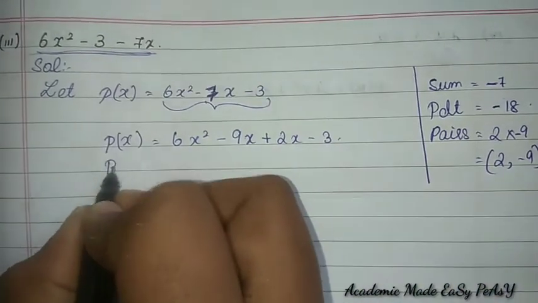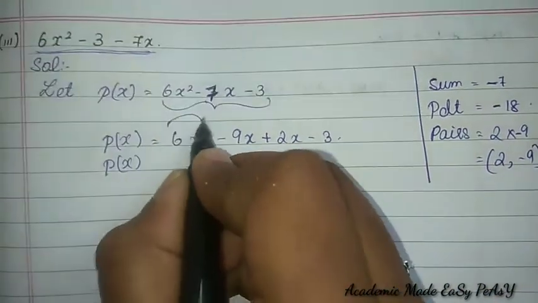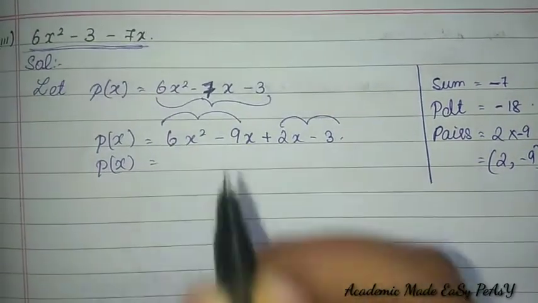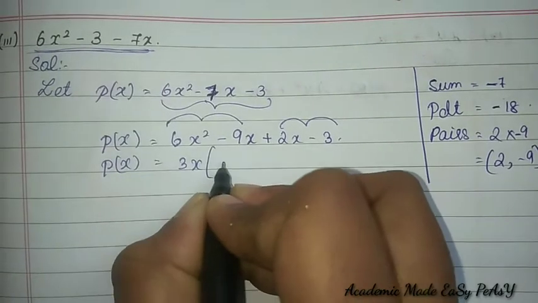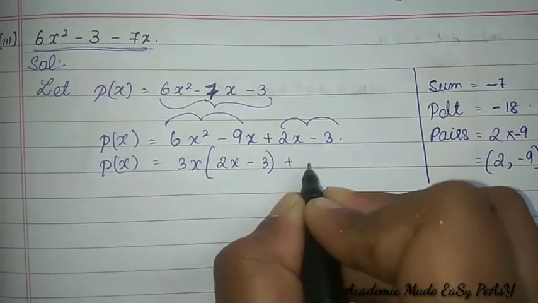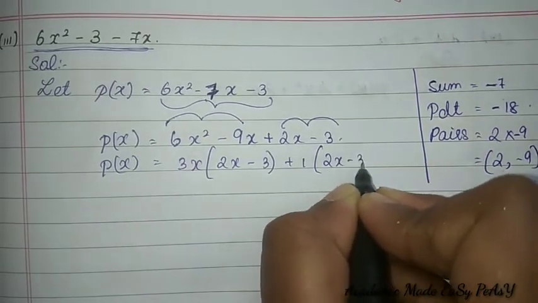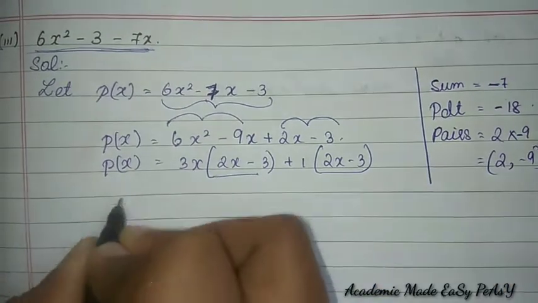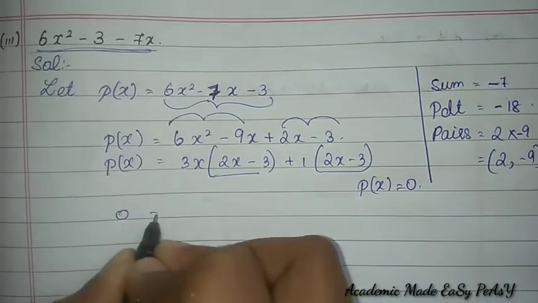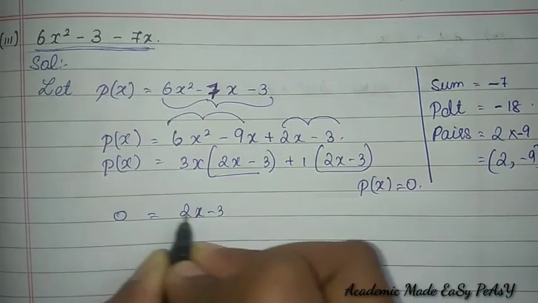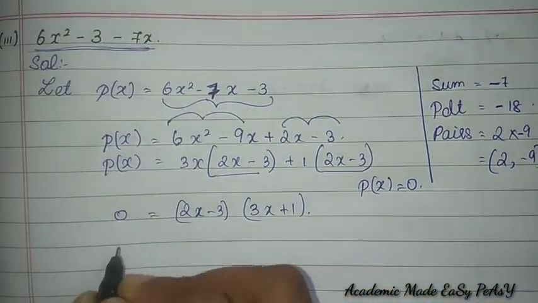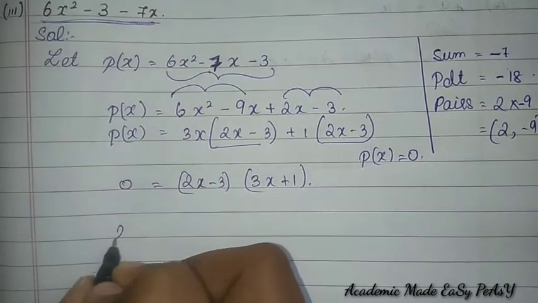So now I will be taking the common terms out. So these two together and these two together. So here what is common? 3 and x. So 3x I will take out. So 3x into 2x minus 3 plus 1 into 2x minus 3. So these two are common. So I will take my p of x is equal to 0 now. So 0 is equal to 2x minus 3 and 3x plus 1. So now I will just equate it to 0.